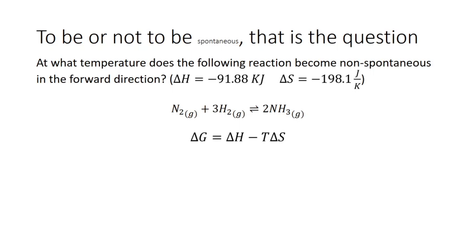And when the forward and reverse reactions are not spontaneous, meaning they are not really going to occur, they're going to cancel each other out, that is an equilibrium situation, and delta G is going to be 0. So what we can do is we can put in our values, set delta G to 0, and these are the conditions where the temperature that allows this to happen will be the temperature at which the reaction becomes non-spontaneous in the forward direction.